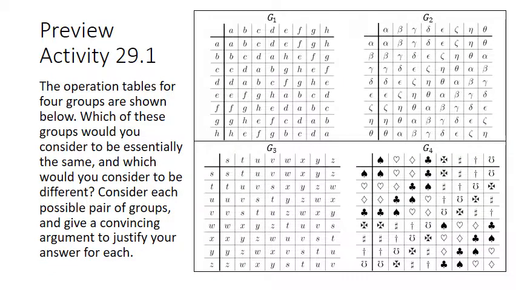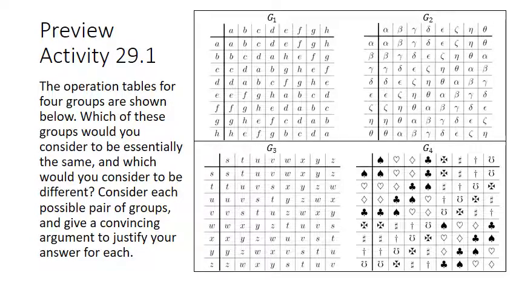Okay, so here's a preview activity for us to start off with. So the operation tables for 4 groups are shown below. Which of these groups would you consider to be essentially the same, and which would you consider to be different? Consider each possible pair of groups and give a convincing argument to justify your answer for each.